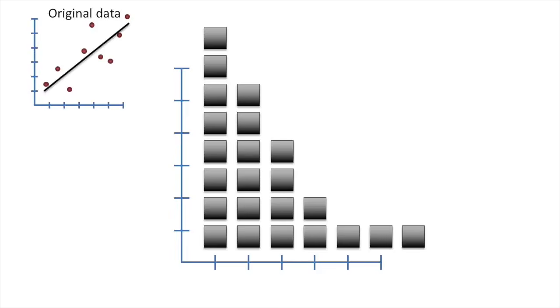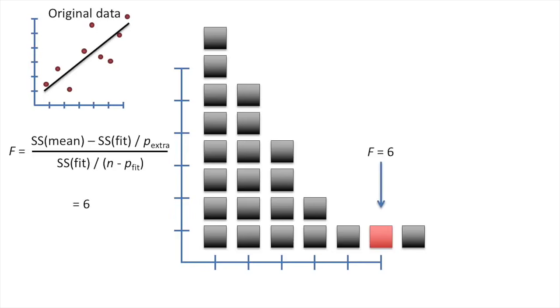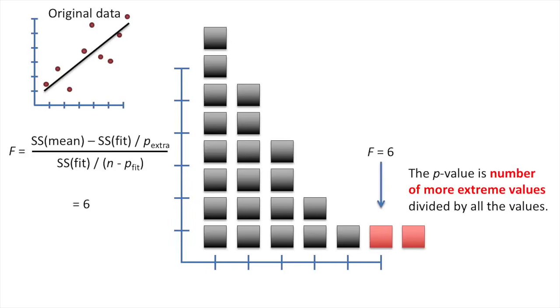When we're all done with our random data sets, we return to our original data set. We then plug the numbers into our equation for f. In this case, we got f equals 6. The p-value is the number of more extreme values divided by all of the values. So in this case, we have the value at f equals 6 and the value at f equals 7 divided by all the other randomizations that we created originally. If this concept is confusing to you, I have a StatQuest that explains p-values, so check that one out.